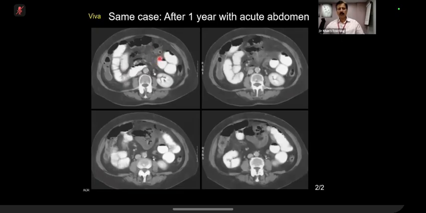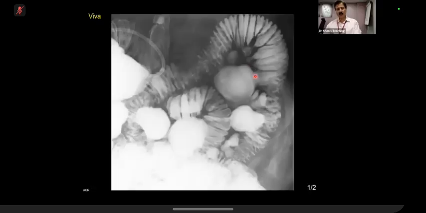Okay, let me give you a hint. If this was sigmoid mesentery and there was stranding there and there were locules, how would you have called that? Oh, so it's diverticulitis. Yeah, diverticulitis. So here, please remember that diverticulosis in the duodenum can also happen.